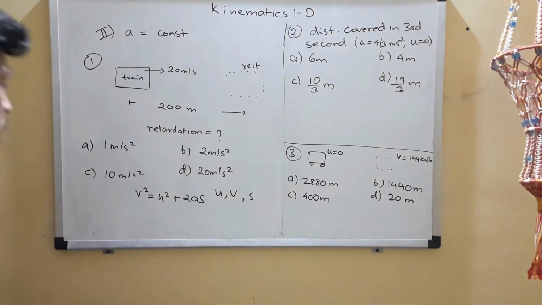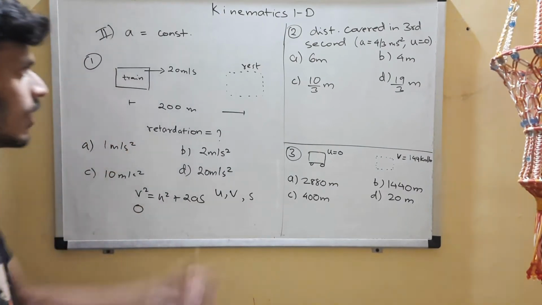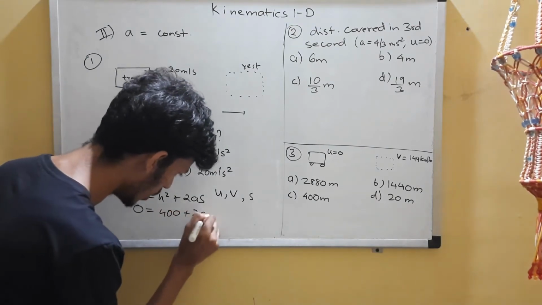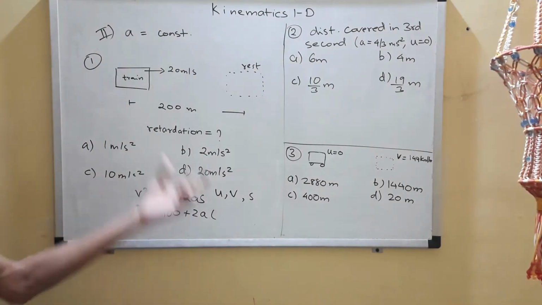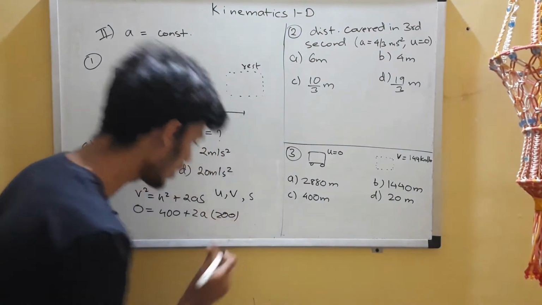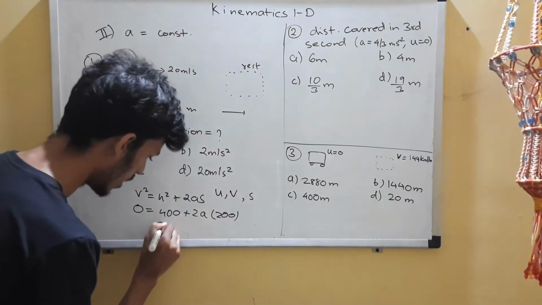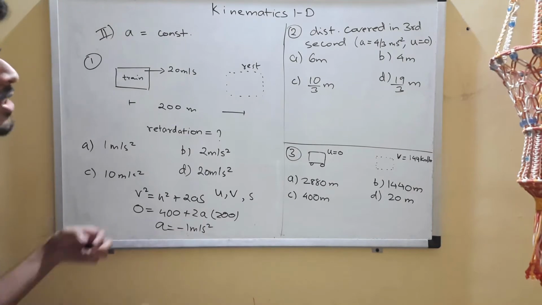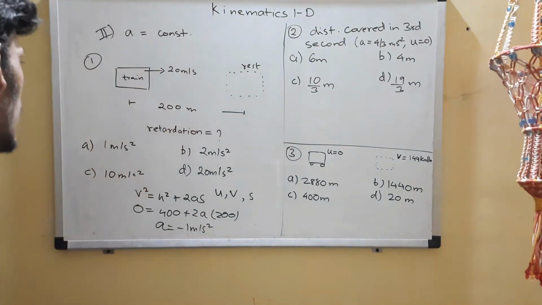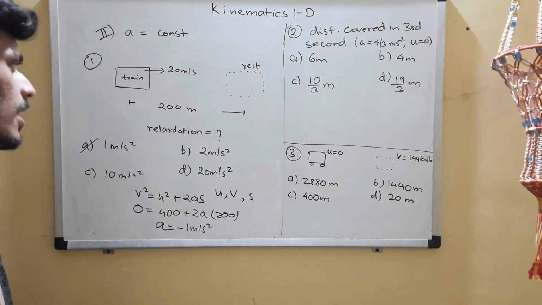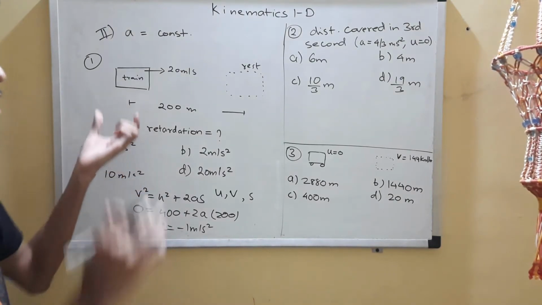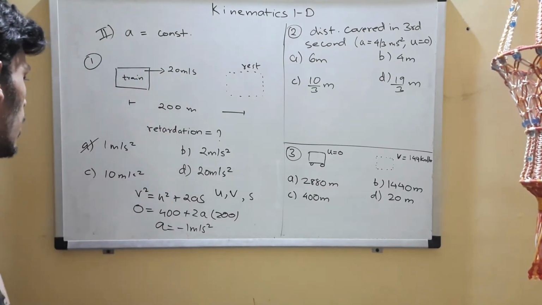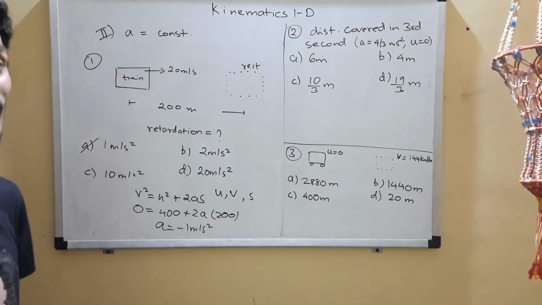So v square, here substitute v equal to 0, final velocity 0, initial velocity 20 square, 400, plus 2 into a into s. s is 200 meters, so this is also 400. The answer that you will get for acceleration is minus 1 meters per second square, right? But retardation is asked, which means negative acceleration, so it becomes 1 meters per second square. Retardation means this much acceleration is applied in the opposite direction of the velocity. So 1 meters per second square is the answer.